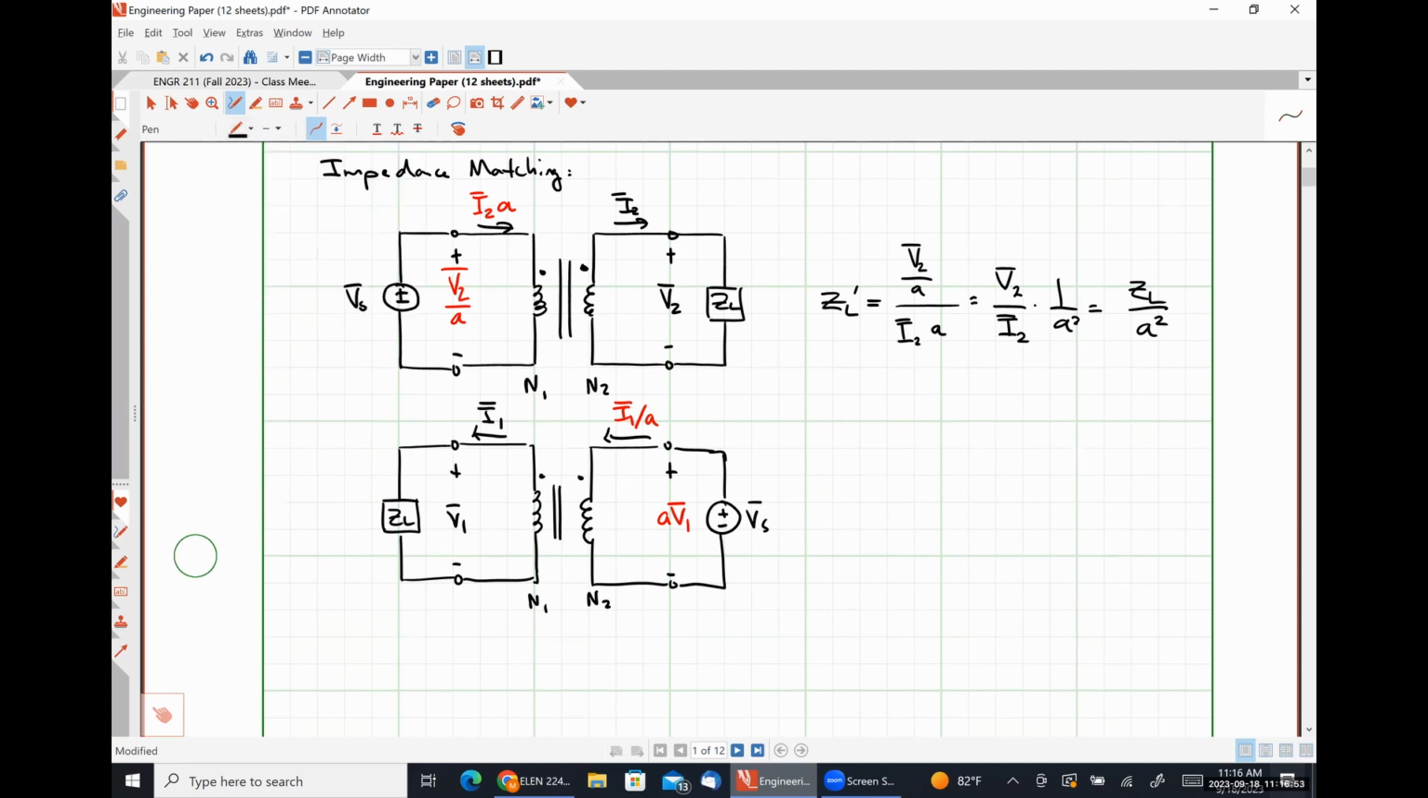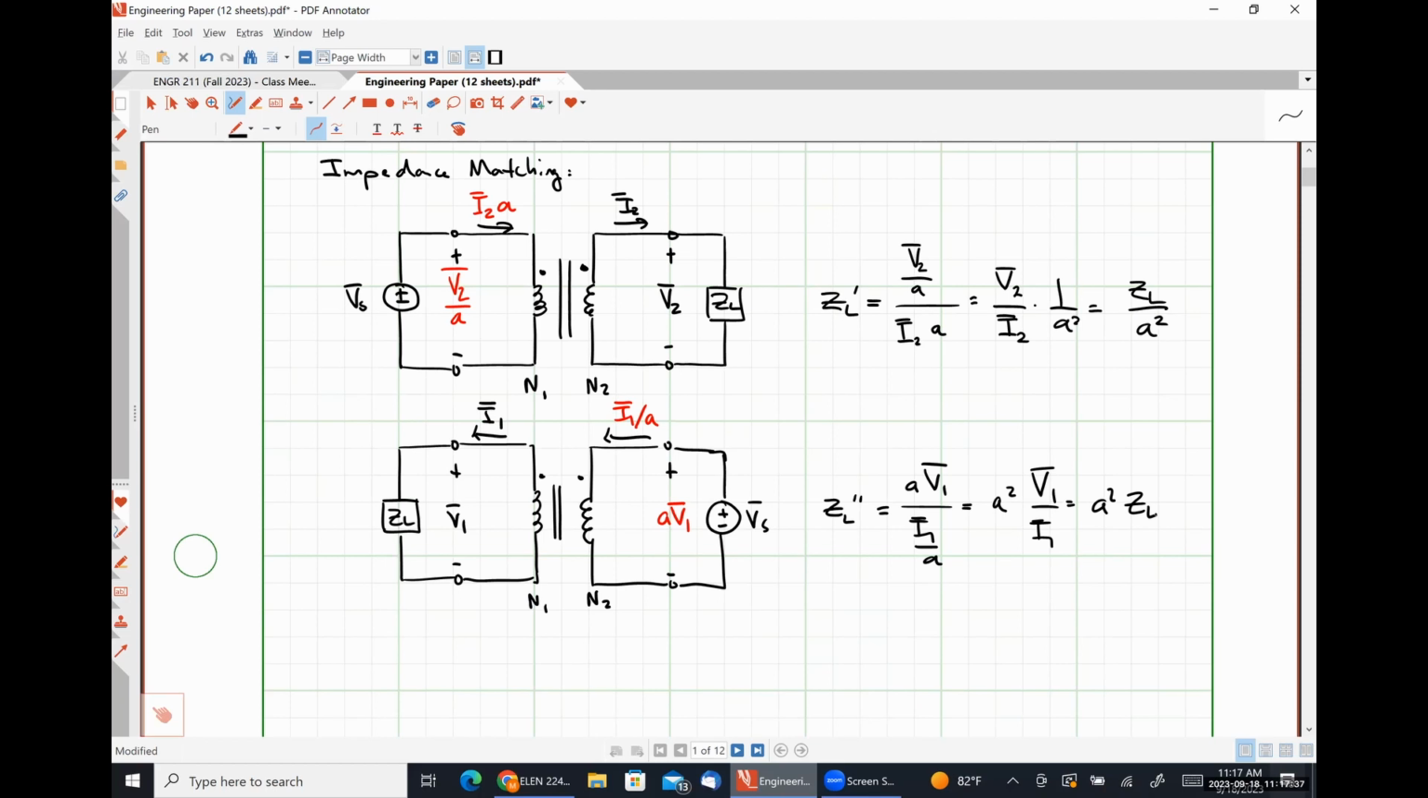So the impedance of the primary reflected to the secondary, I'm going to call that ZL double prime. It's literally just the input impedance we see looking from the opposite direction, is going to be A times V1 divided by I1 over A, which is going to look like A squared times V1 over I1, or A squared times ZL. So effectively, to move an impedance from the secondary to the primary, we divide by A squared.